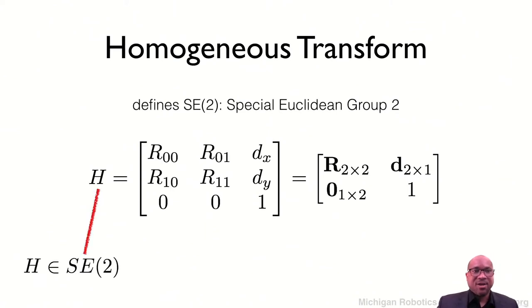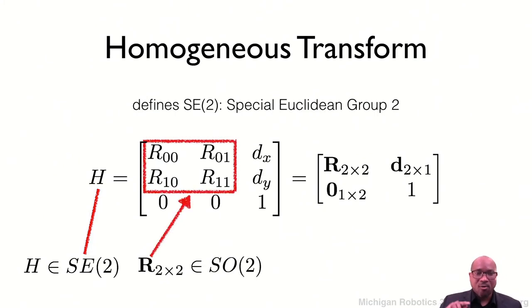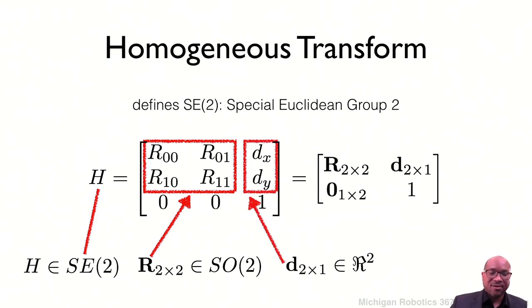So in this case, we have matrix H, which is a member of SE2, which means that it has an orthonormal 2x2 block in its upper left-hand side. So those entries have to form an orthonormal matrix, which means it's an element of SO2. And then on our right-hand column, for dx and dy, those just have to be a real vector, so those just have to be real numbers. And if we have a matrix of this form, then it is a homogeneous transform that will apply a rotation followed by a translation.